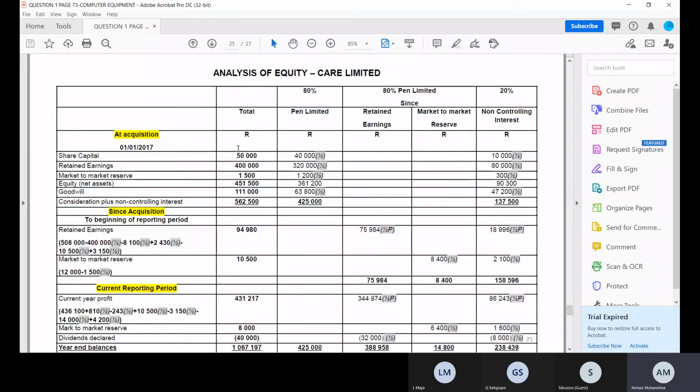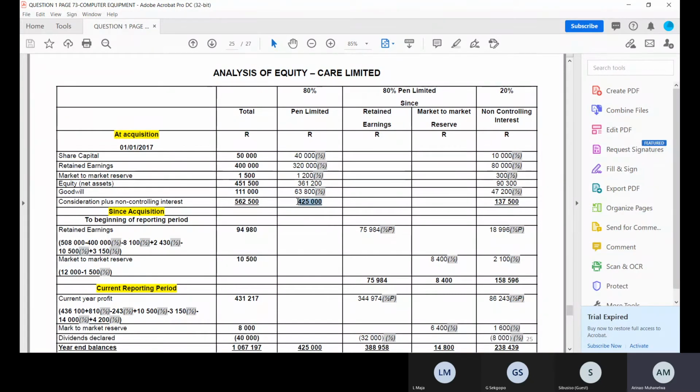Share capital, 50,000. Retained earnings, 400,000. Marked to market reserve, 1.5. But bear in mind, we only acquired 80%. So if you convert all those amounts to 80%, then share capital is going to give you 40,000, retained earnings 320,000, and marked to market reserve 1.2. So it's going to give you a total of 361,200.